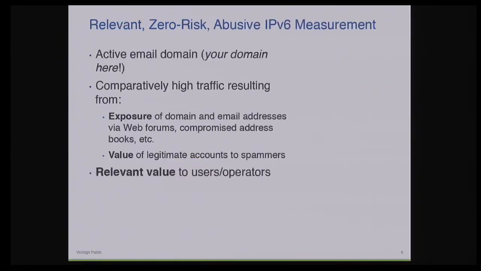Okay, so what we propose is something called relevant zero-risk abusive IPv6 measurement. Okay, and so using an active email domain, and I say your domain here, meaning this is something you can try at home.